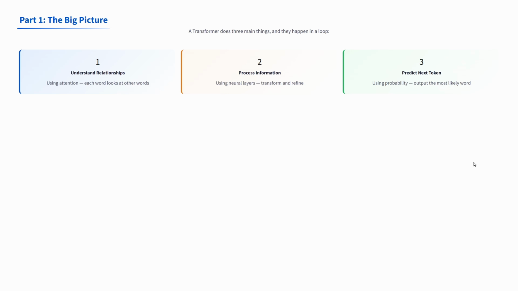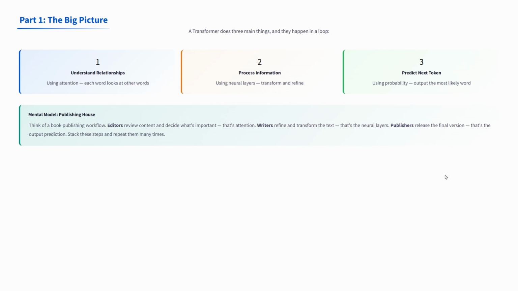Step 2 is processing that information. This is where neural network layers transform and refine the understanding. Step 3 is predicting the next token. This is where probability comes in, outputting a distribution over all possible next words. And those 3 steps don't just happen once. They repeat over and over through dozens or even hundreds of layers, each time refining the representation further.